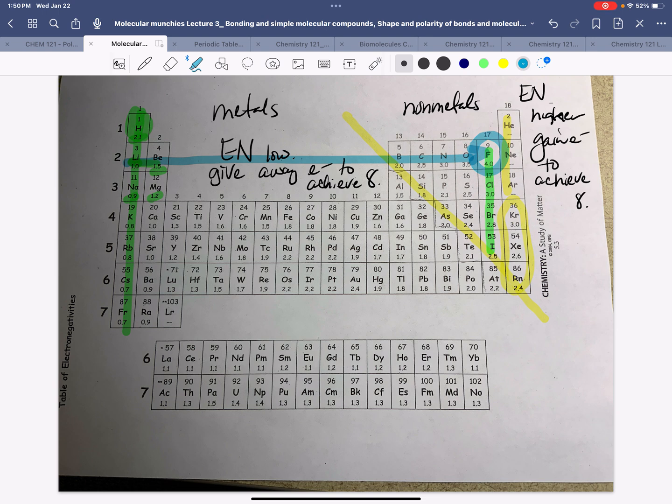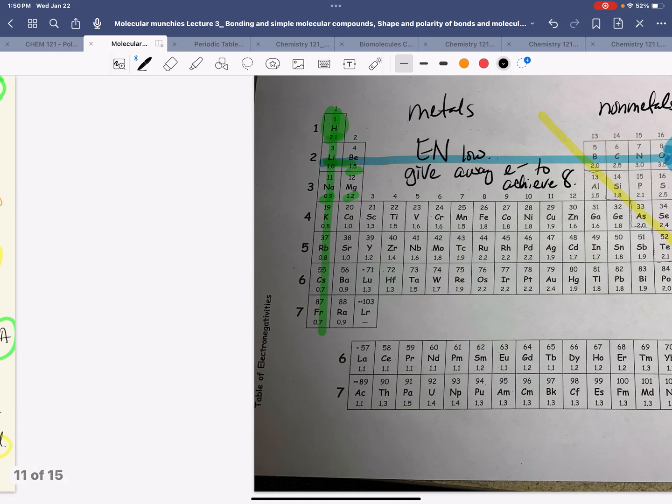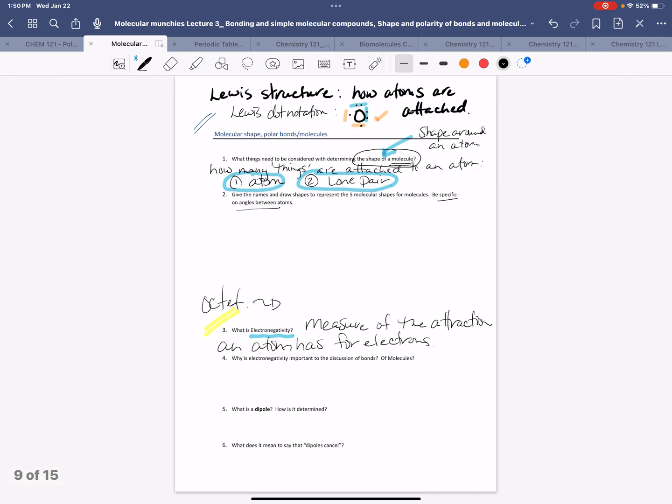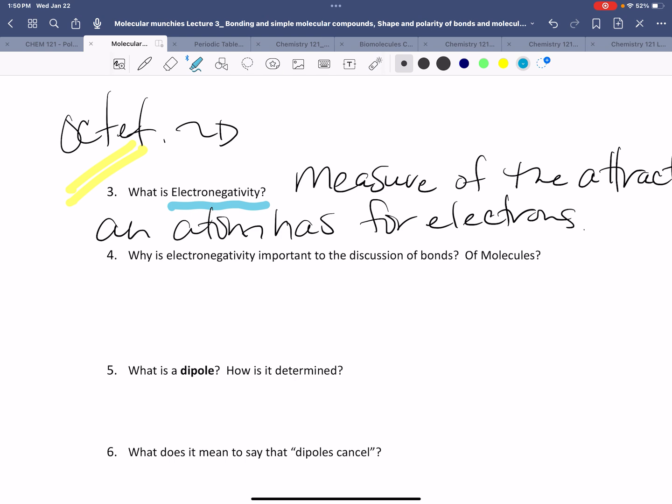Now, what that means to us is we are just going to be interested in which atoms want electrons more. And so we can say that the metals are willing to get rid of electrons and the non-metals are going to want electrons. And when we look at our bonding between atoms, we're going to contemplate this concept of electronegativity. So once again, electronegativity is a measure of the attraction an atom has for electrons. Okay? Why is that important to bonding?